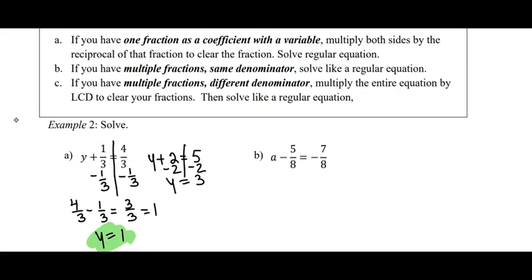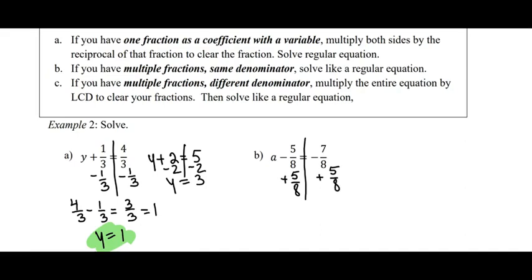All right. Similar situation in part B. You have a minus 5 over 8 equals negative 7 over 8. Multiple fractions, same denominator. So just like I would do with a number, I would do the opposite. Since I am subtracting the fraction, I need to add this fraction, plus 5 over 8.